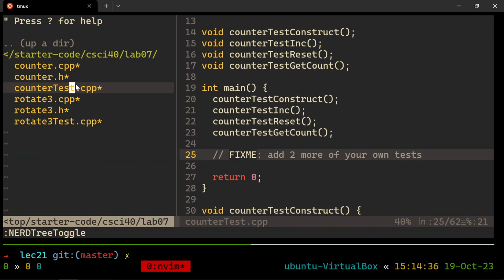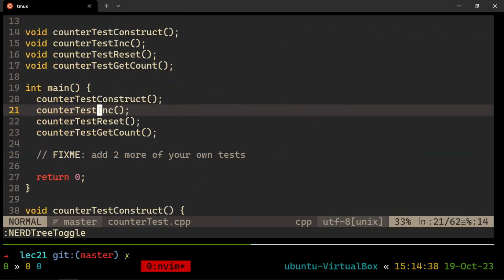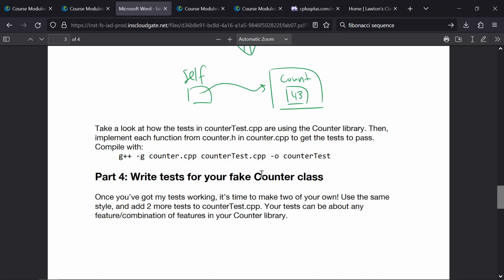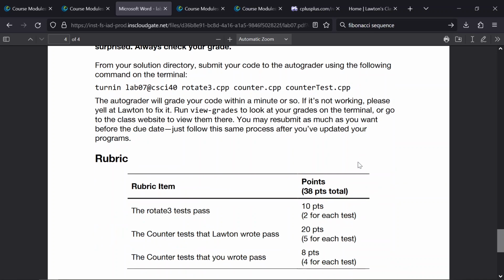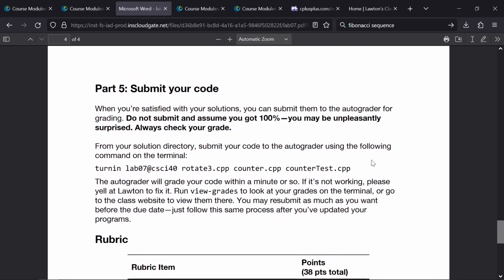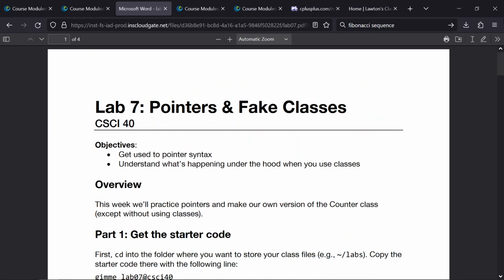So that is your counter part of this lab, those 3 files. We good with that one? So rotate and counter are your 2 pieces, and you are going to be submitting 3 files. So the rotate implementation, the counter implementation, and your 2 tests. Right, so 3 files total, and there's all that fun stuff at the bottom there. So I think that is all that I wanted to say. That is your lab 7.